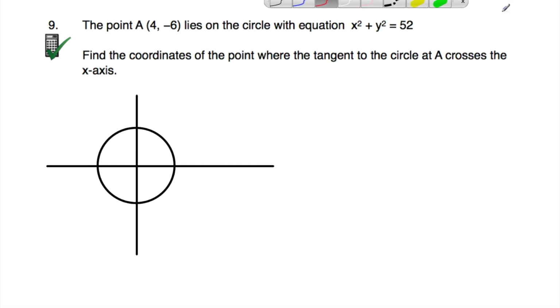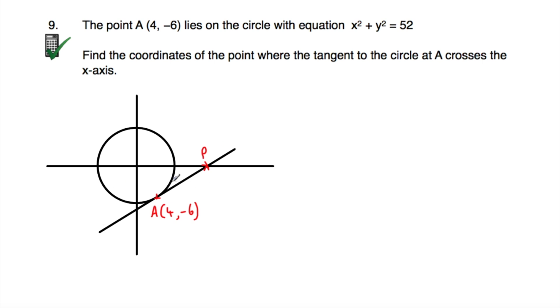And it says there's a point A, which is the point with coordinates (4, -6). So 4 across, 6 down will be there somewhere. So that's the point A down here. And there's a tangent. So let's draw that tangent. So the tangent would look something like this. And this is the point here, A, which is the point with coordinates (4, -6). And we've been asked to find the coordinates of the point where this tangent to the circle at A crosses the x-axis. So we want to find the coordinates of this point here. I'm just going to call that P.